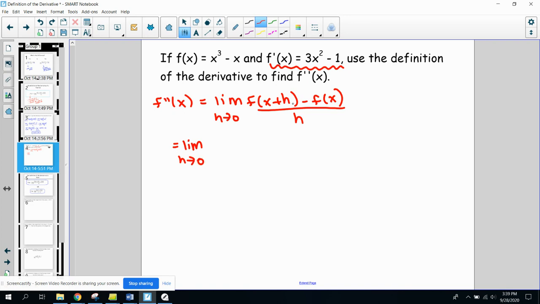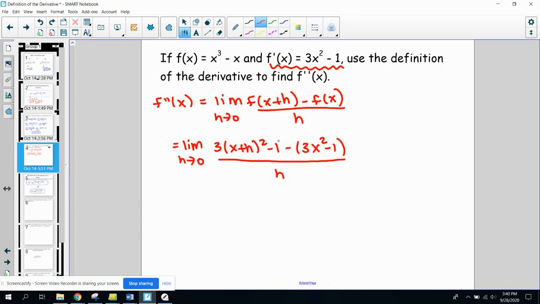So again, we're going to take x plus h and we're going to plug that in for where we have this x. So I'm going to have 3 parentheses x plus h squared minus 1. And then I'm subtracting f of x. So I'm subtracting the entirety of the 3x squared minus 1. So if you notice, I put it in parentheses. So I have to make sure when I go to subtract, I distribute my negative to both. So putting it in parentheses helps you remember that. And then the denominator we have here is h.